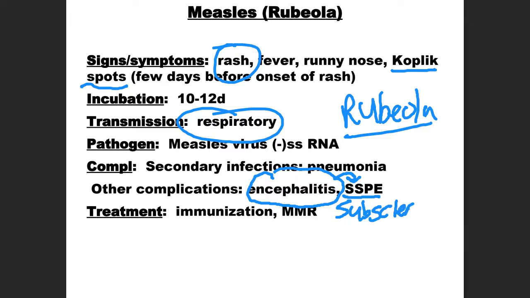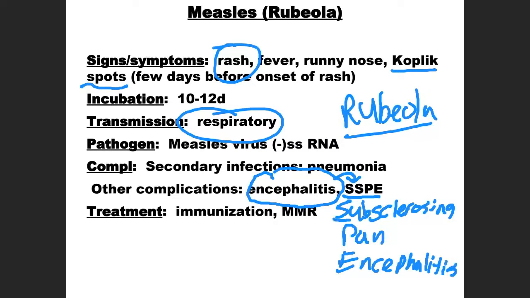subacute sclerosing panencephalitis. Okay, so subacute sclerosing panencephalitis. It's just a very, very severe brain infection caused by this. So again, the best thing to do to prevent this is vaccinate.